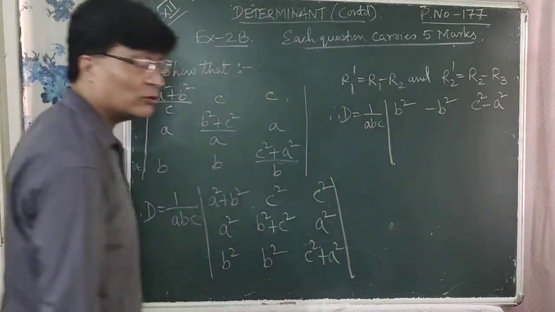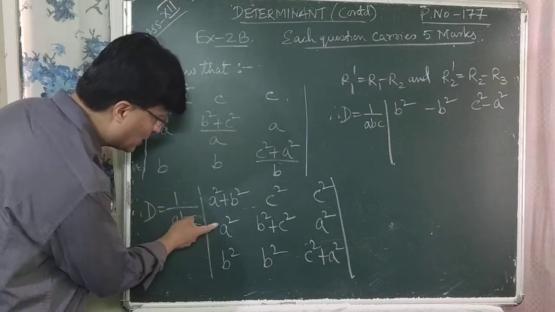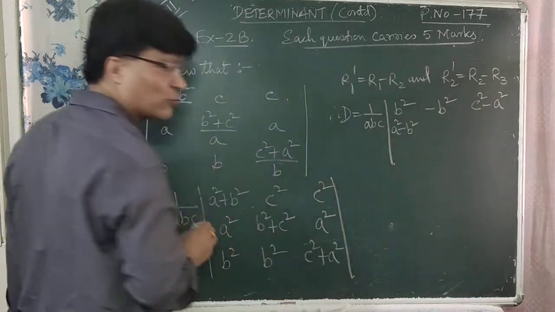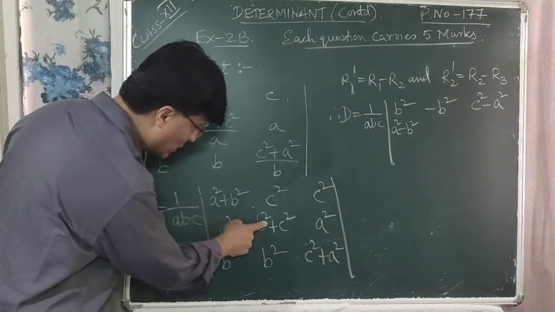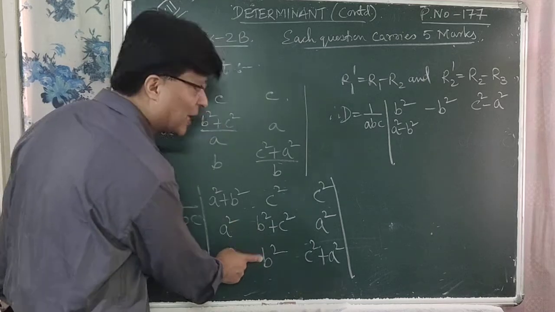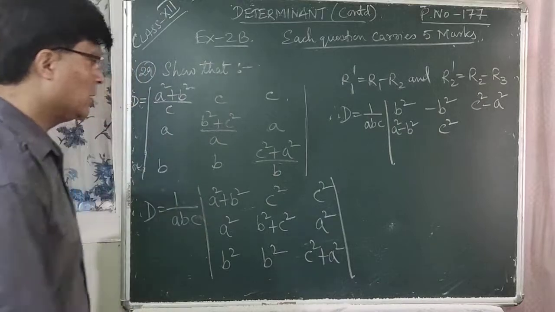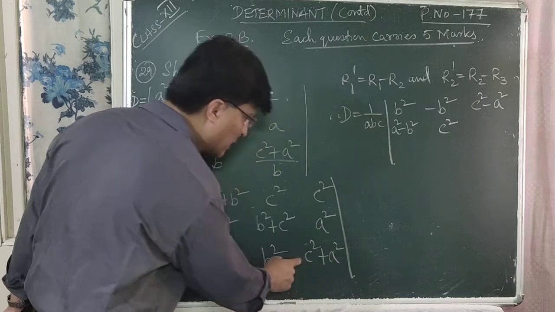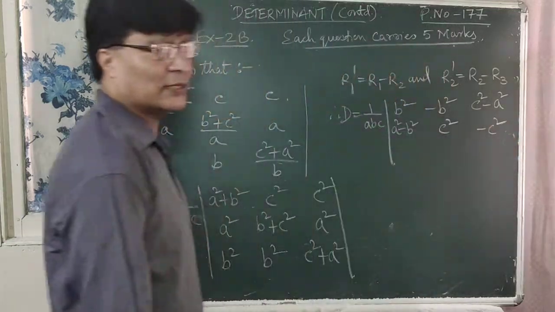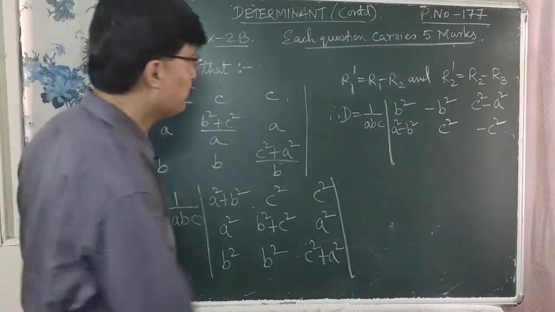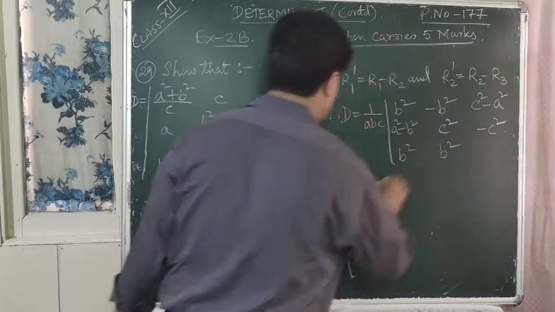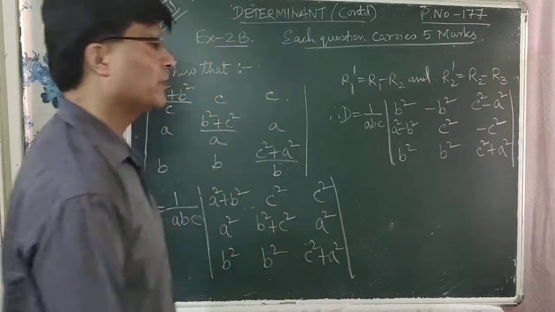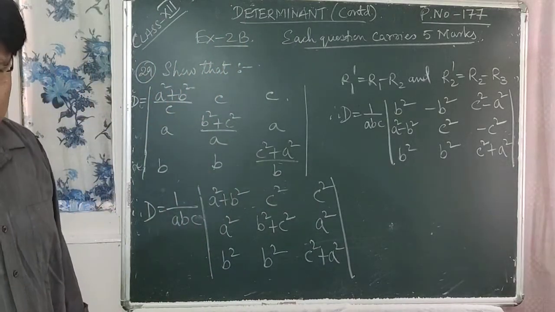Similarly, what is the new second row? Can you tell me? R2 minus R3. That is A square minus B square. Let us write it here. A square minus B square. Right? Next, B square plus C square minus B square, B square gets cancelled. You will get C square again. A square minus C square minus A square. What do we get? A square gets cancelled, we get minus C square. Is that clear? And third row remains same. So B square, this is also B square, then C square plus A square. I think you have understood it.